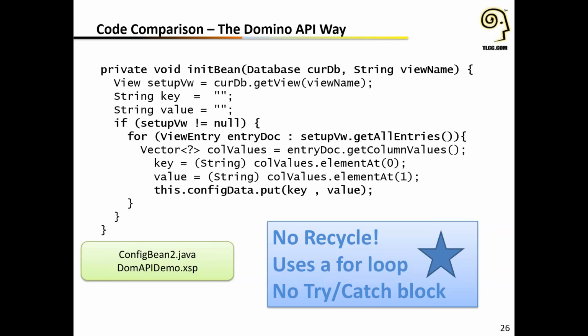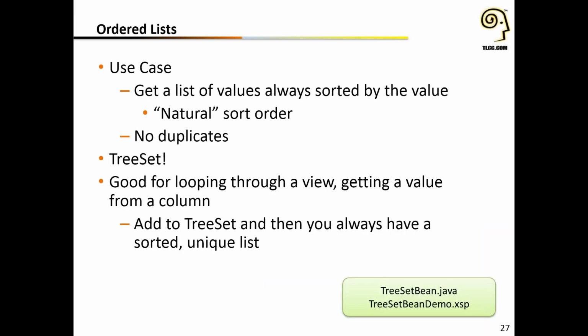So the pattern is much more readable. Okay, so going back to our Java collections, another example we might have is that we might want to get a list of values that's always sorted.